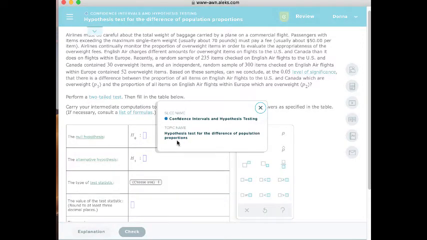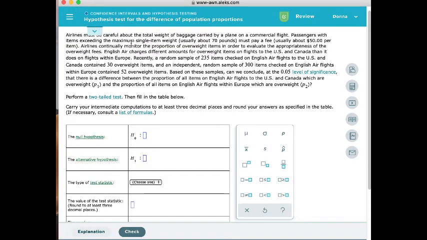I'm going to be doing a movie on hypothesis tests for the difference of population proportions. In this example, airlines must be careful about the total weight of baggage carried by a plane on a commercial flight. Passengers with items exceeding the maximum single item weight, usually about 70 pounds, must pay a fee, usually about $50 per item. Airlines continually monitor the proportion of overweight items in order to evaluate the appropriateness of the overweight fees.